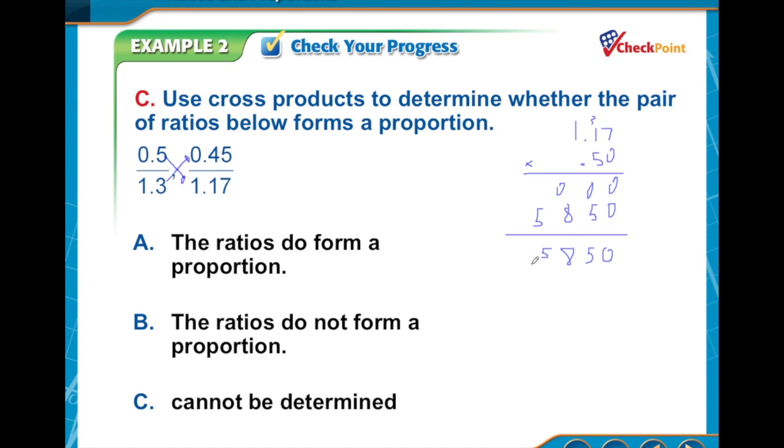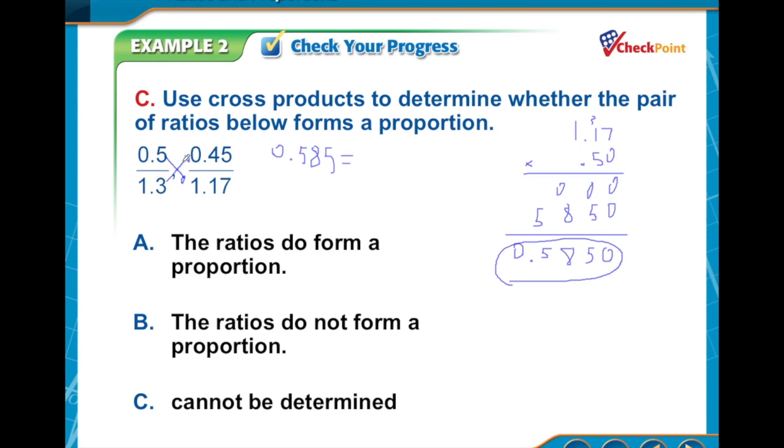And we have 4 places on decimals, so we'll go over 1, 2, 3, 4. So to answer that, 1.17 times 0.5 is 0.585. So this is what we get with the first proportion. All we have to do there is multiply. Now we'll do the other one.